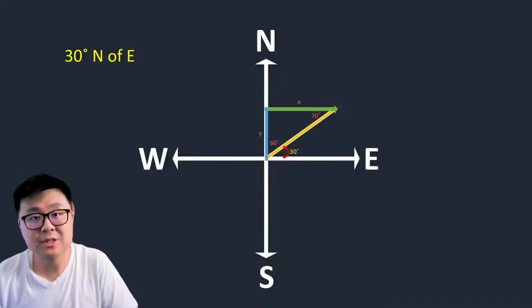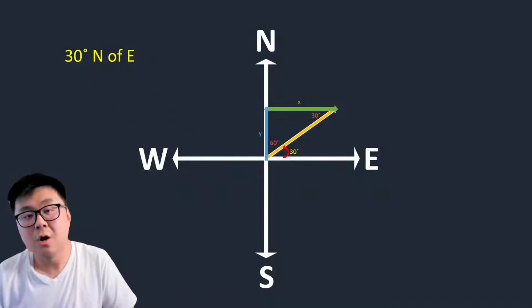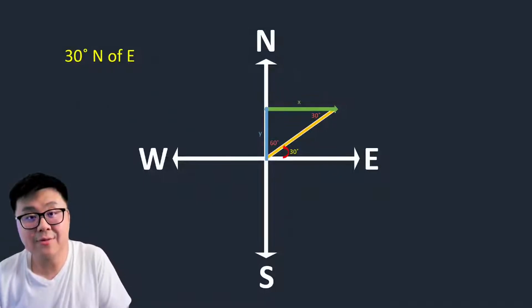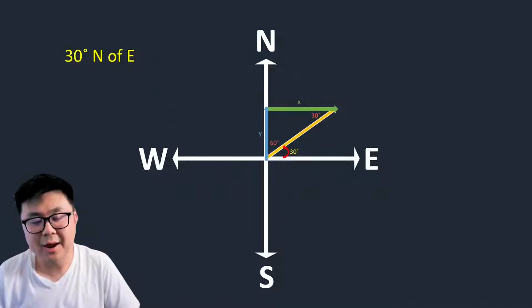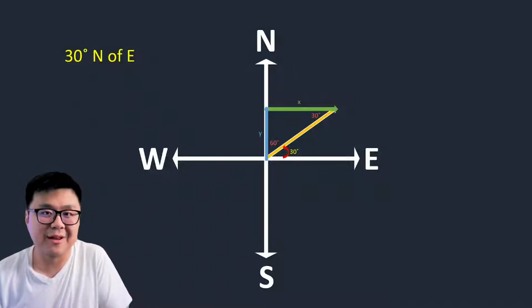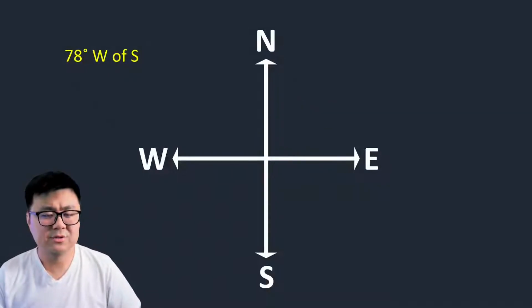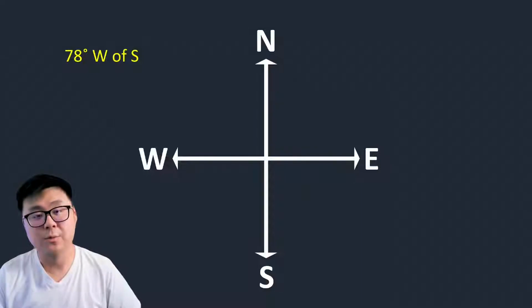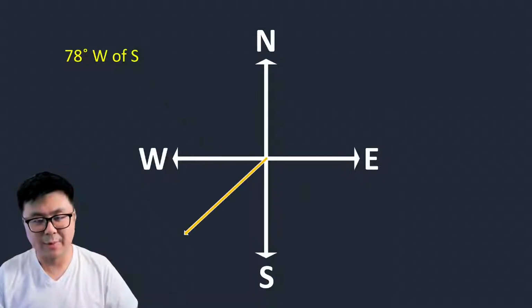So my recommendation is, when you're making triangles, always try to make it so that the angle that you have is within the original triangle, so you don't have to do some crazy stuff to figure out what the angles are. Alright, let's try this one here. 78 degrees west of south. First of all, between west and south, we can draw our vector right down the middle.